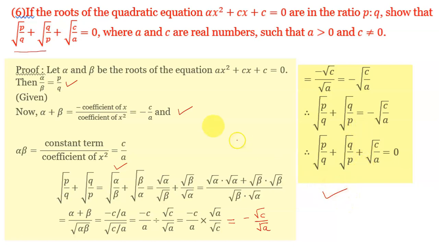Okay, I will repeat again the question. If the roots of the quadratic equation ax square plus cx plus c is equals to 0 are in the proportion, then we want to prove that. त्यासाठी आपण काय या टर्मचं कन्सिडरेशन करतो, and we prove that the sum of these two terms is equals to minus in root of c upon a, and then we take this term to the left hand side, and hence this proof. Now the next question.